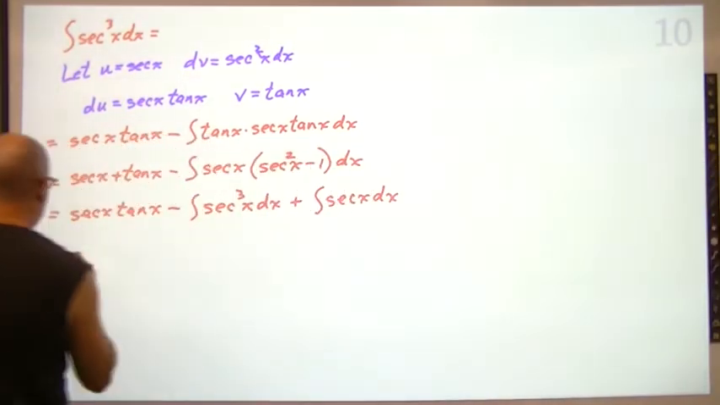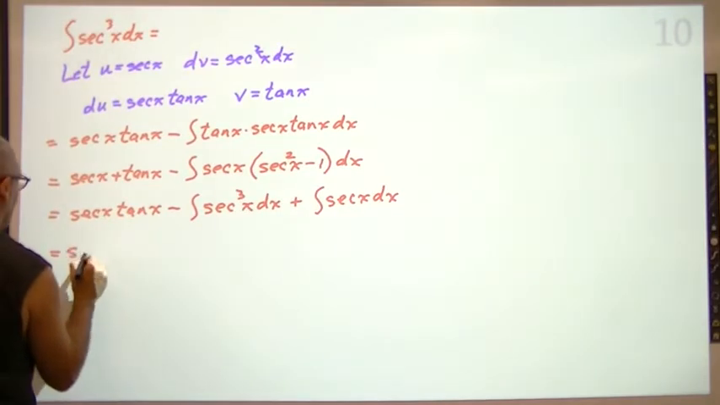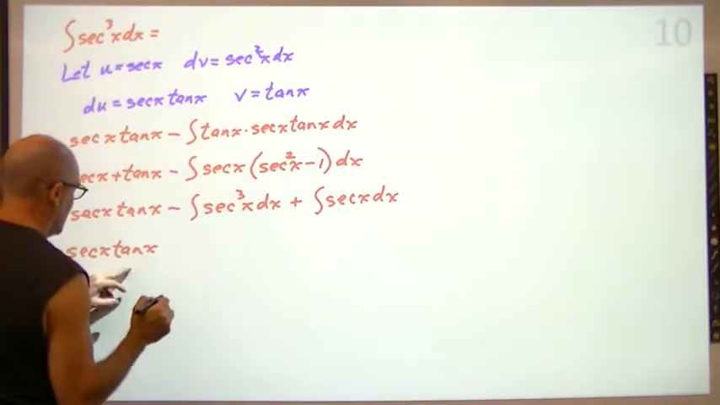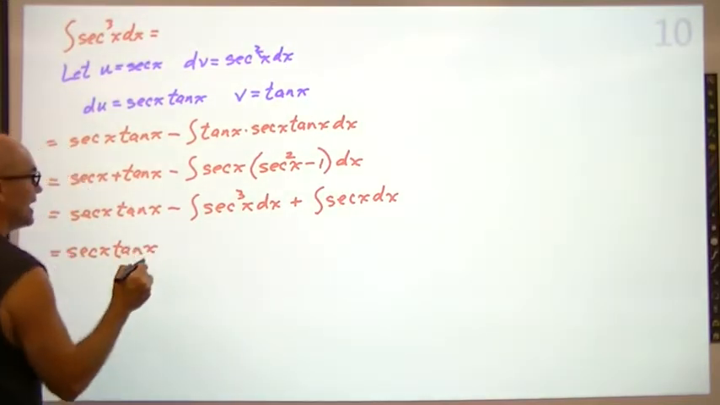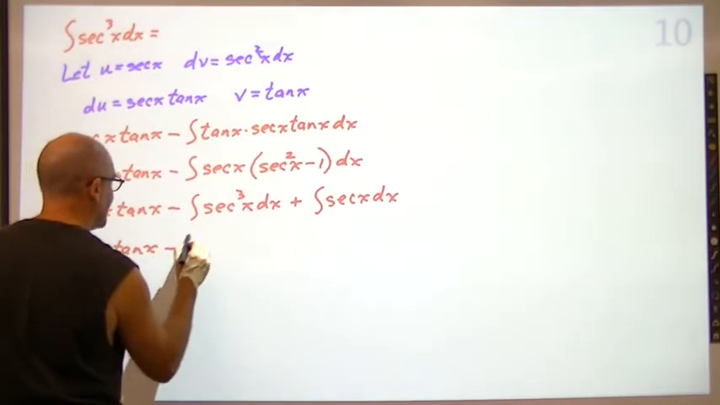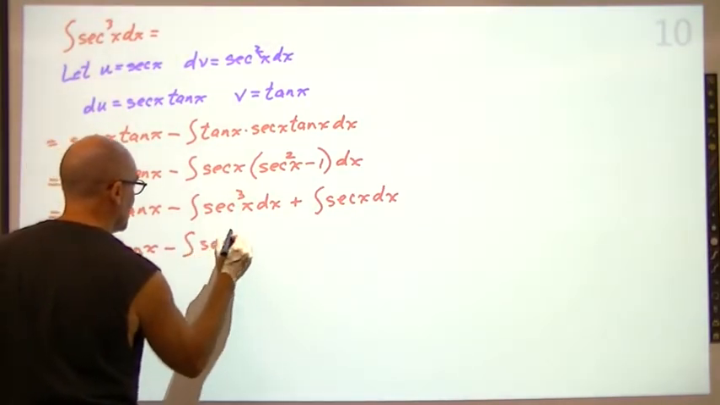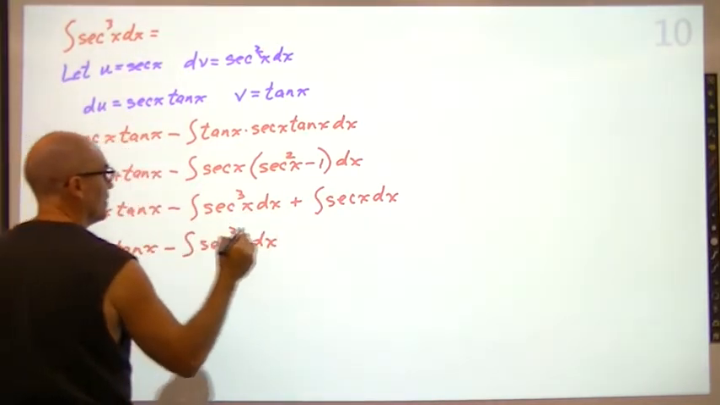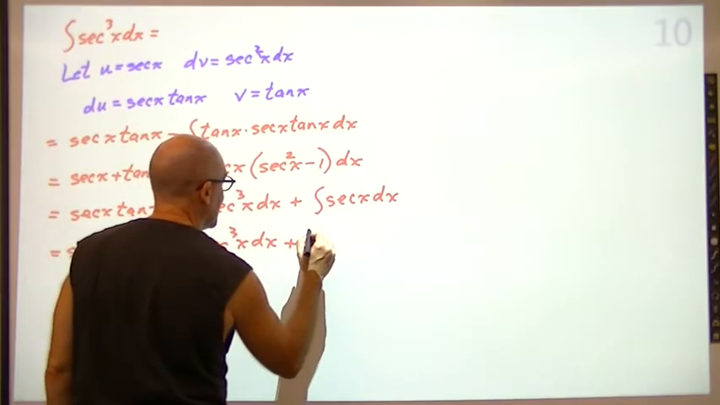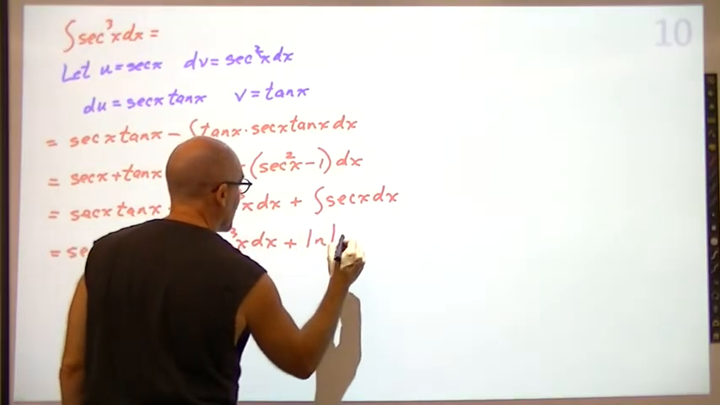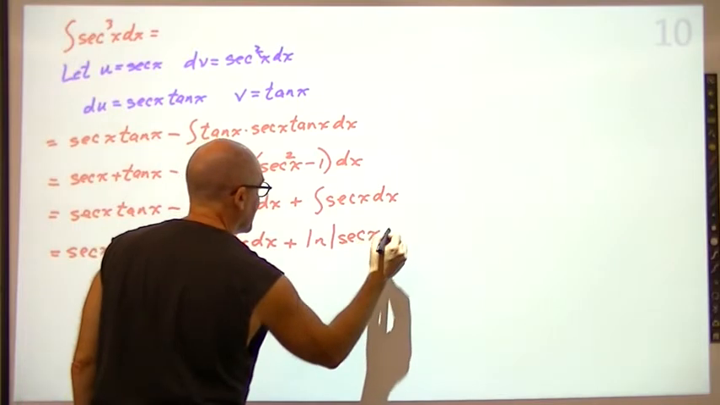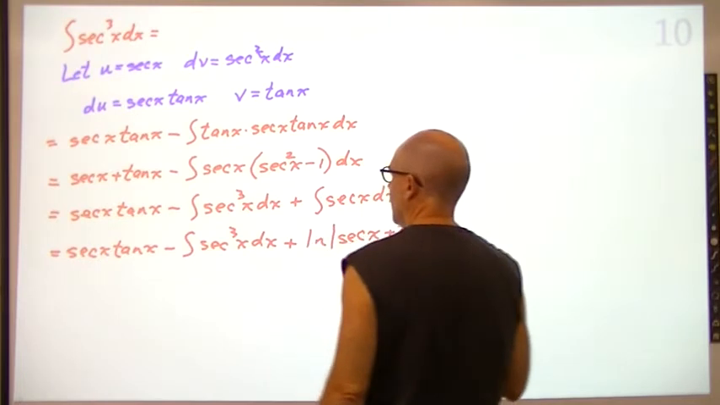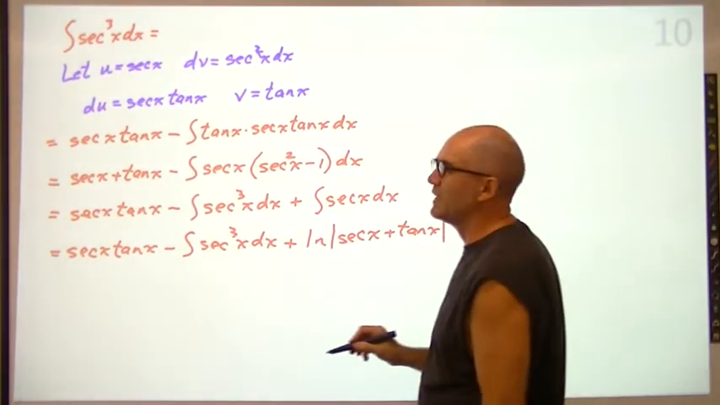Okay, now let's evaluate the integral of secant x. So this equals secant tangent minus integral of secant cubed plus the integral of secant, which is natural log secant plus tangent. Plus c, of course. But we'll do the plus c at the very end.